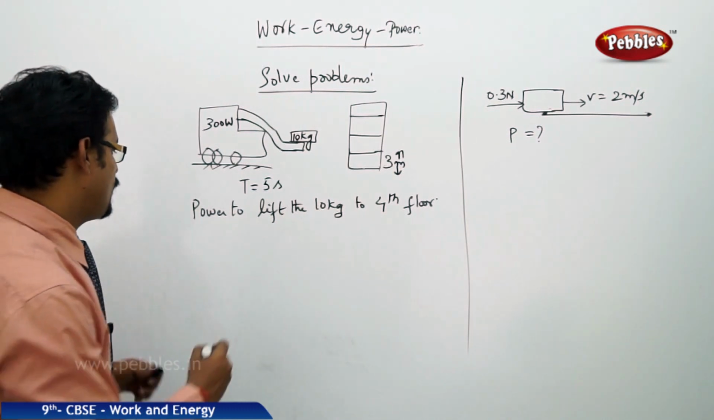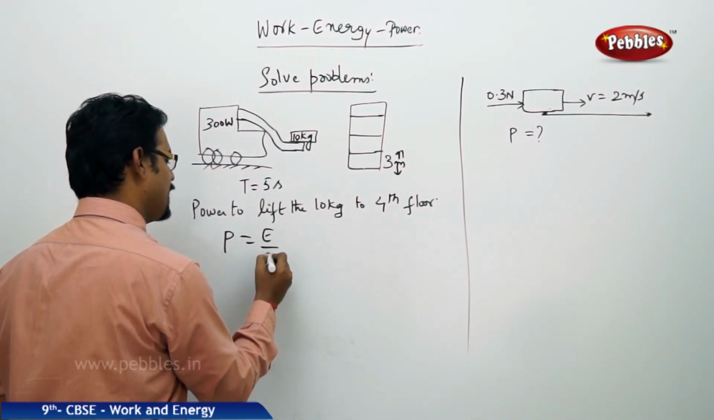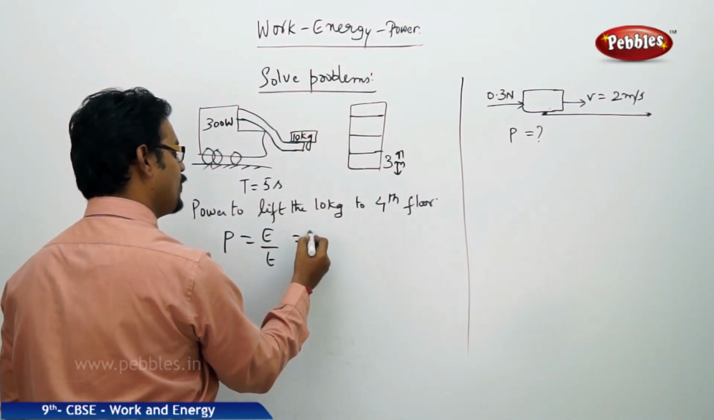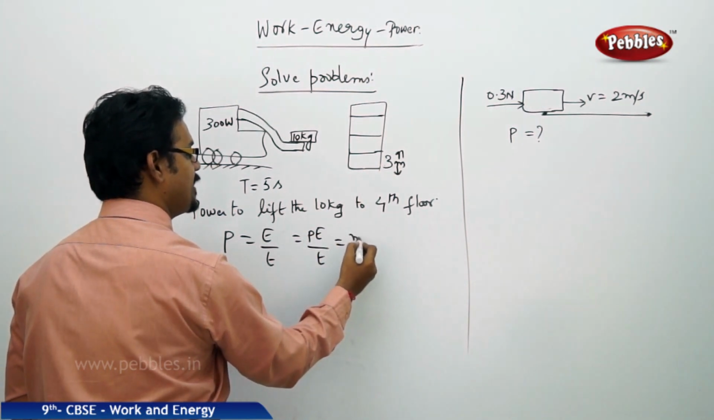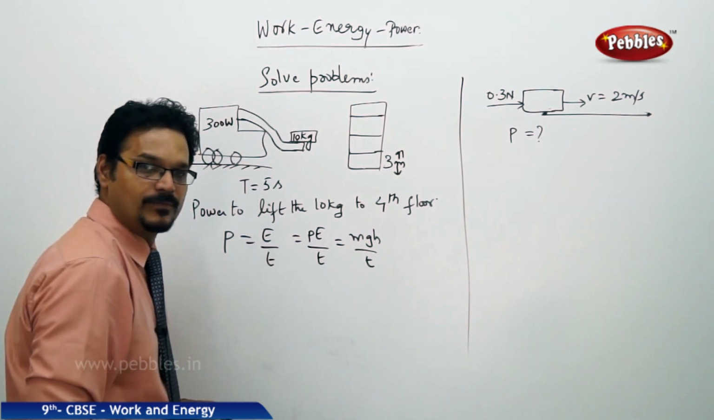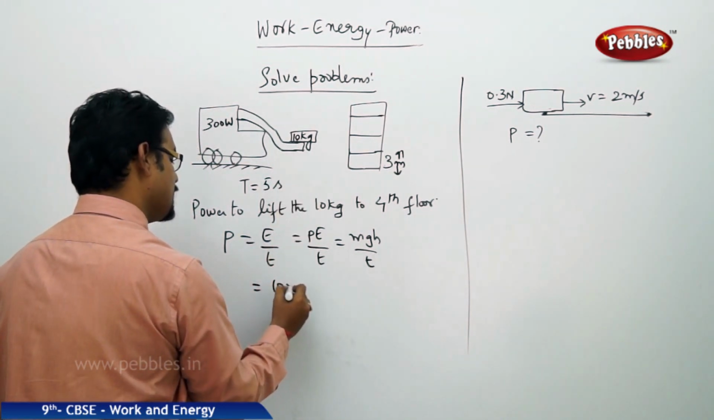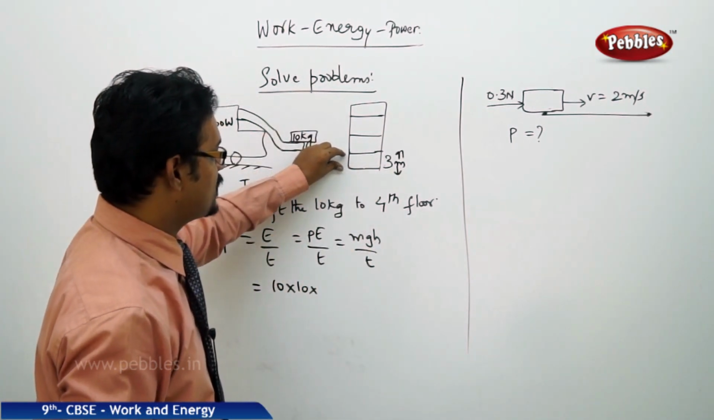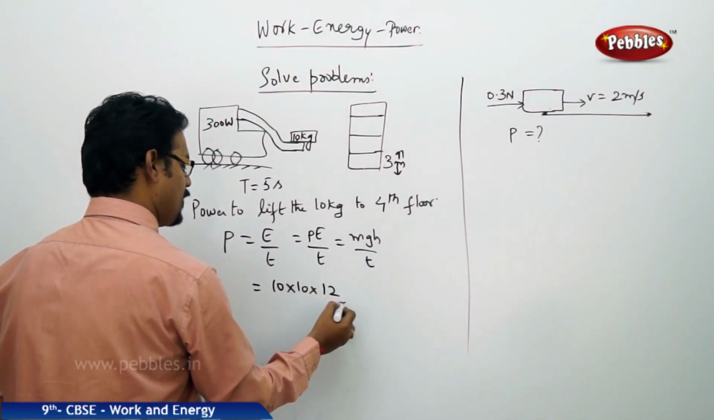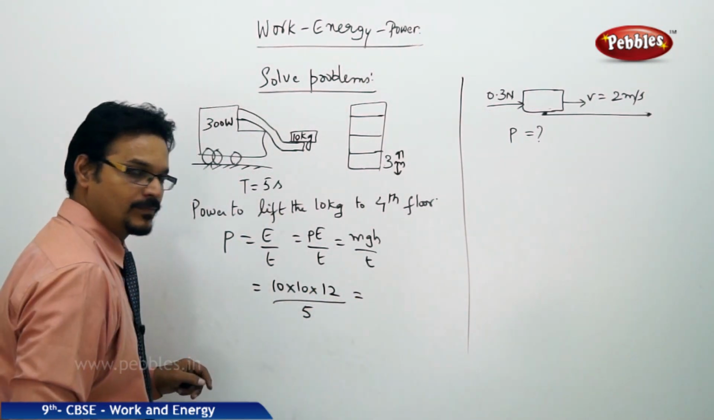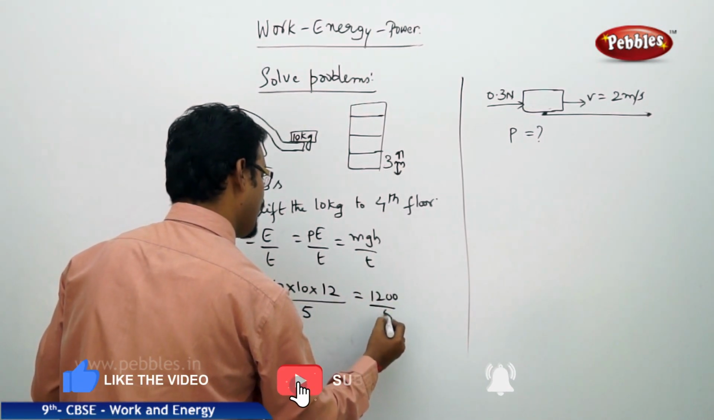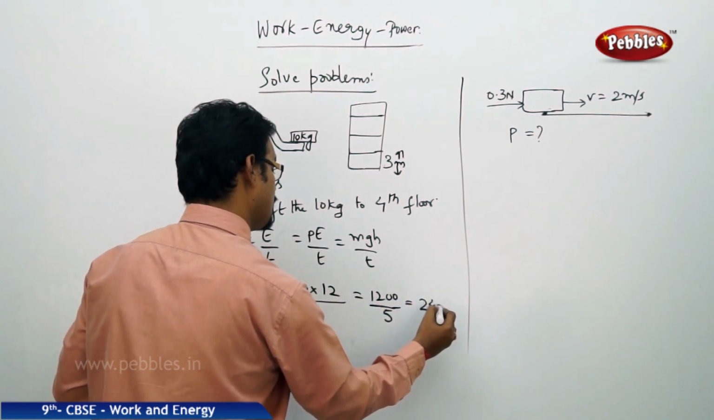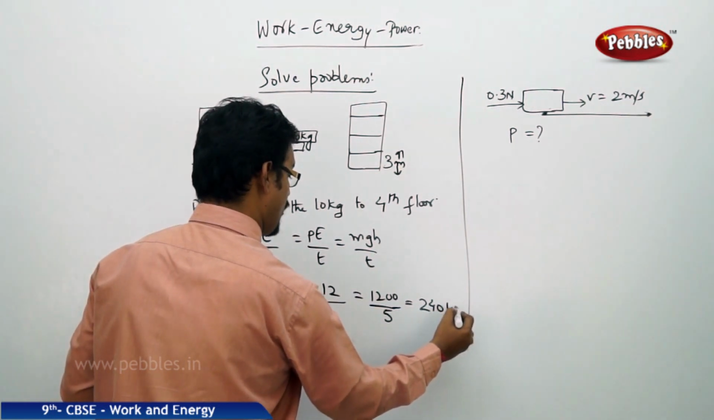Whenever we say power, you know power equals energy by time, or work by time. The body is lifting up against gravity, therefore the energy is potential energy by time. So this is mgh by time. The mass is 10 kg, g is 10, height is 4 floors, 1 floor is 3 meters, so 4 floors is 12 meters, divided by time 5. This is 1200 divided by 5, which is 240 watts.